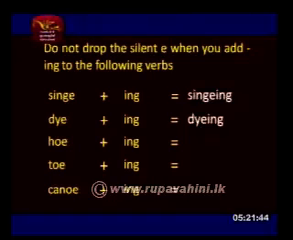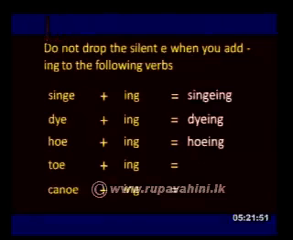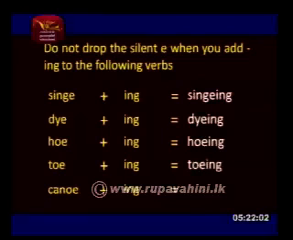Next one, hoeing, HOEING. We keep the E there. Toeing, TOEING. Canoeing. A canoe is like a boat. It is canoeing, CANOEING. So you can see when we use it as a verb we have to add ing without dropping the E.